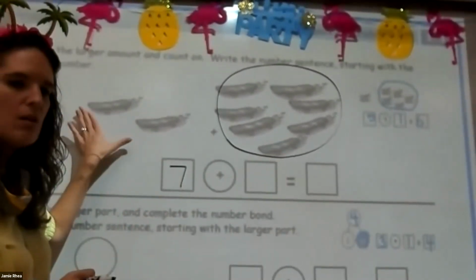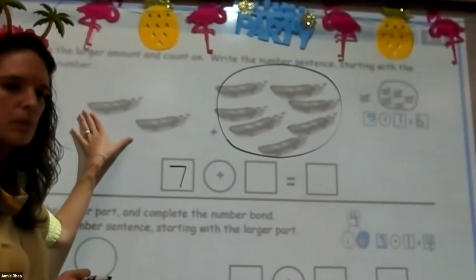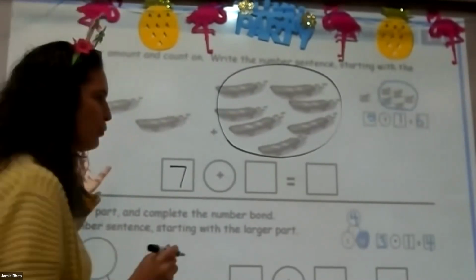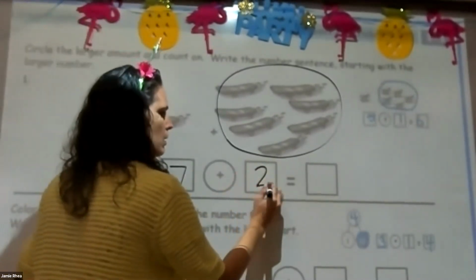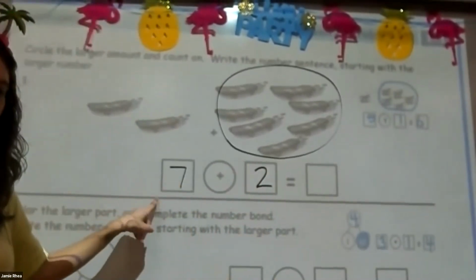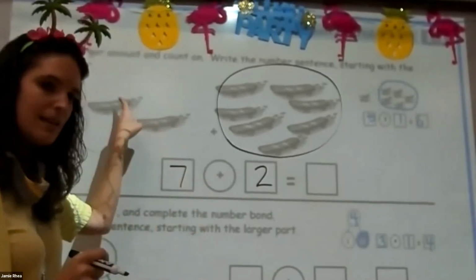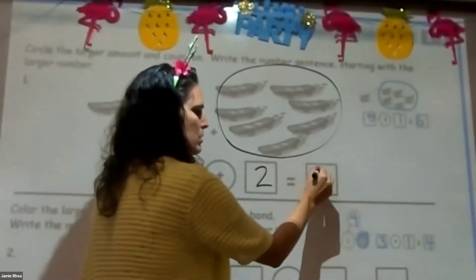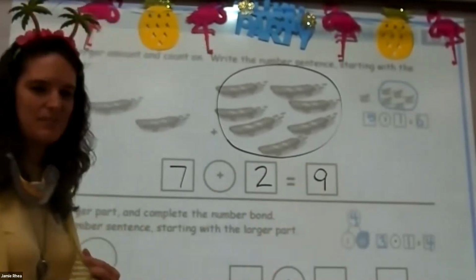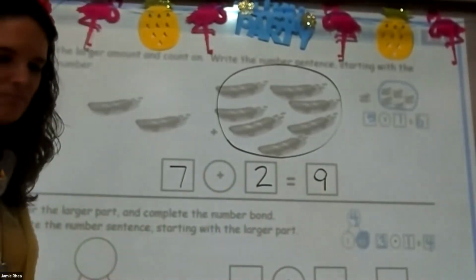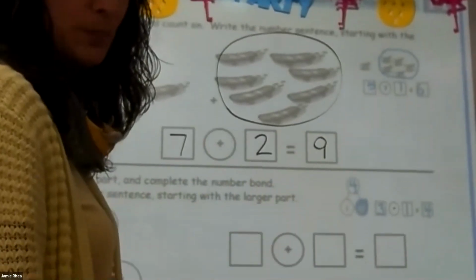Now, how many did we not circle? How many were in the other group? 2. So we're going to write our 2 here. Now we're ready to count on starting with 7. So we can put 7 in our brain. 7, 8, 9. How many skateboards were there in all? 9. Okay, easy peasy.